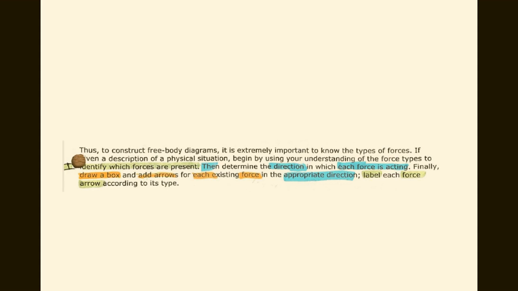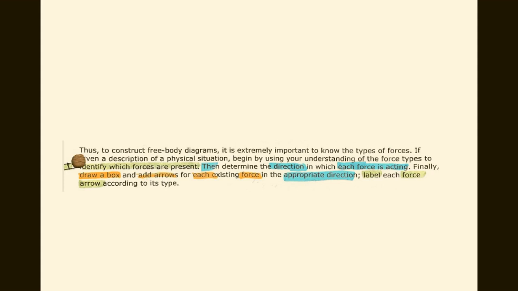Likewise, you have to identify which forces are present and then determine the direction in which each force is acting. So you kind of have to think through it a little bit, but it helps to draw these, and you're supposed to draw them because it'll help you solve these problems as we get into forces for the next couple of weeks.